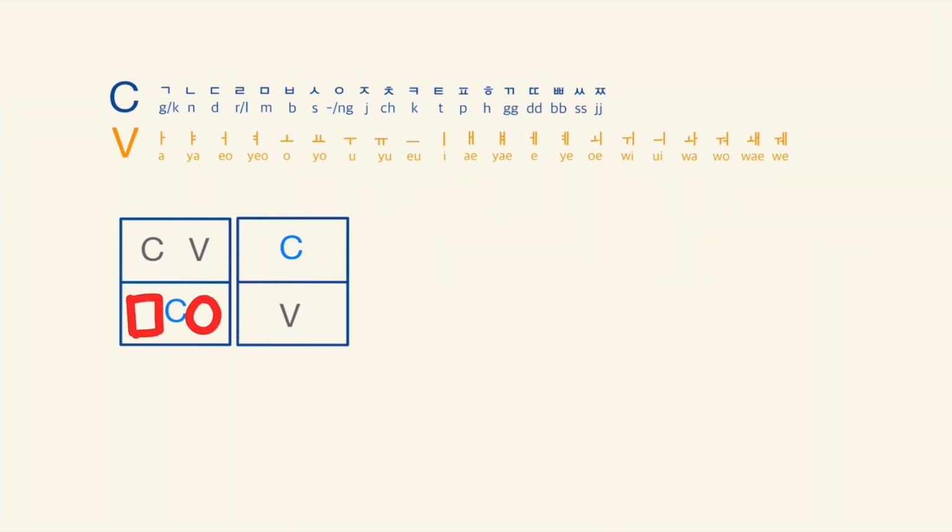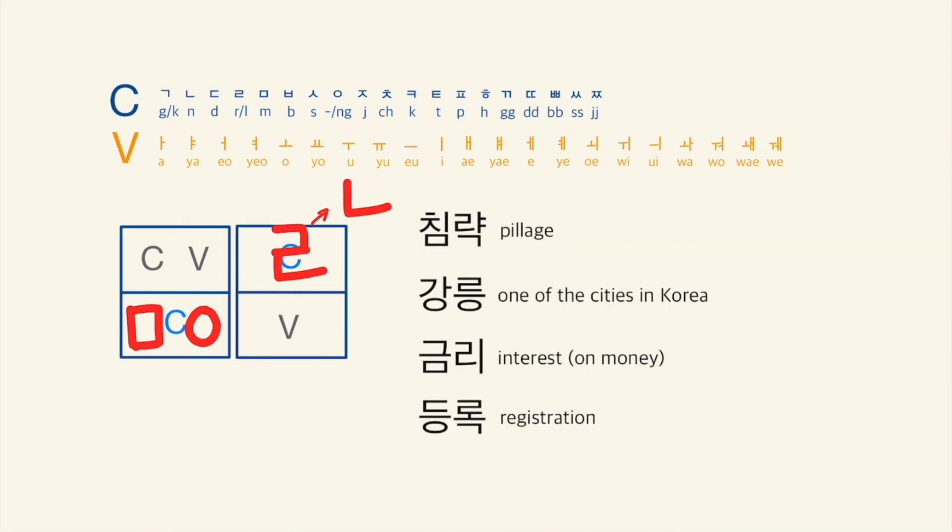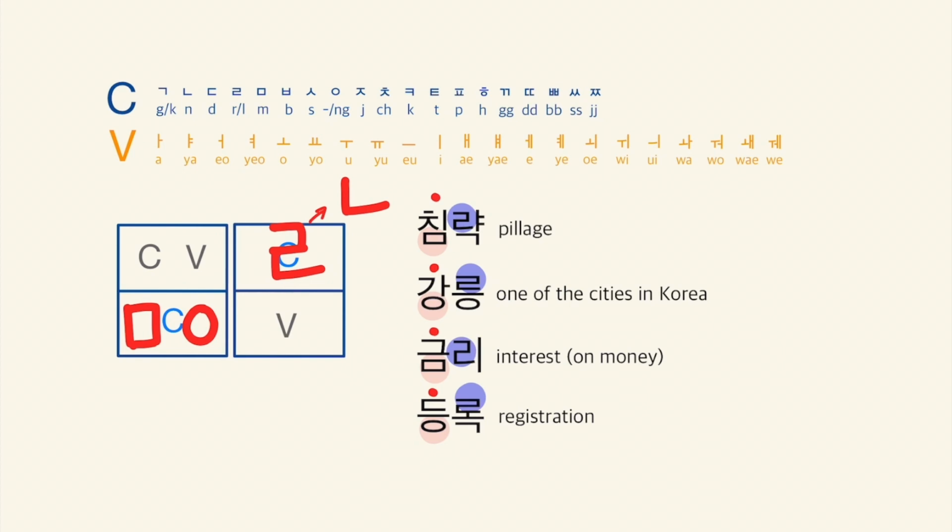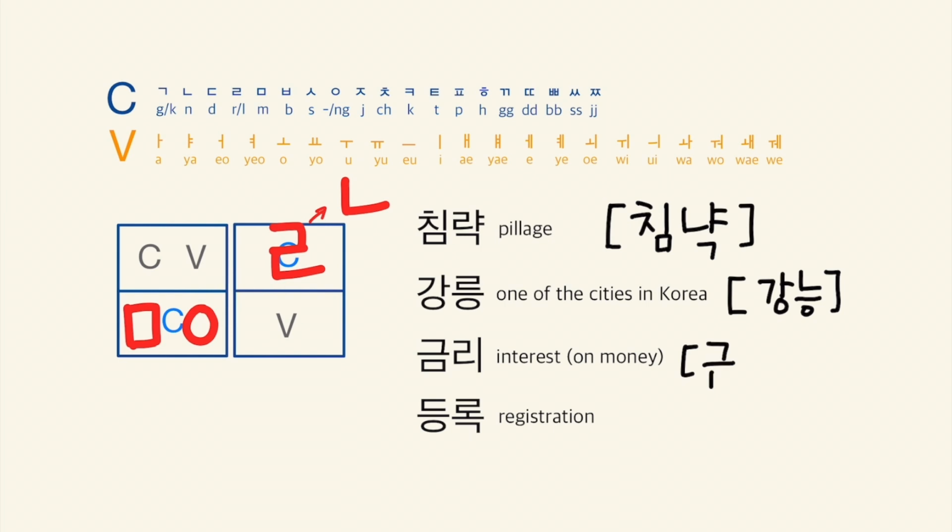Moreover, when nasal consonants such as 미음, 이응 are followed by 리을, it becomes ㄴ sound. These first letters have 미음 or 이응 받침, and these are followed by 리을. In this case, 리을 becomes ㄴ sound. Let's read them together. First one, 침략. Second one, 강능. Third one, 금리. Fourth one, 등록. Now let's see how you can read Korean sentences like native Korean speakers.